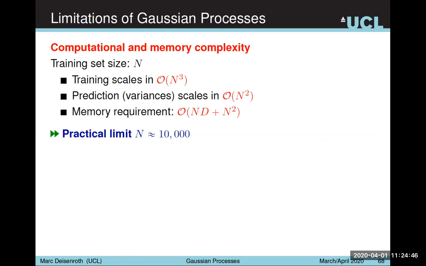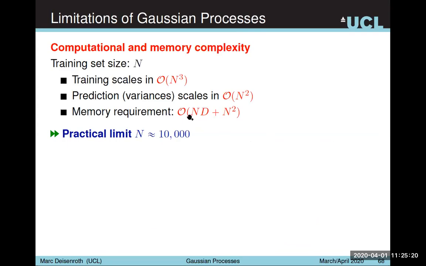Then the second one is that, okay, even assuming that we have trained our model, computing predictive distributions is also not super cheap. So it still scales quadratically in the number of data points. And we also need to store the kernel matrix, which is n squared, or the inverse kernel matrix. So that is an n times n matrix, so n squared ballpark values we need to store.